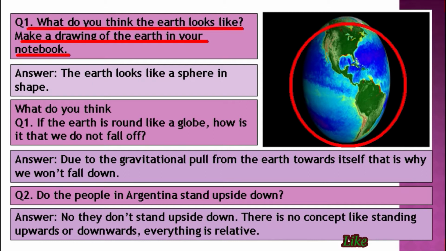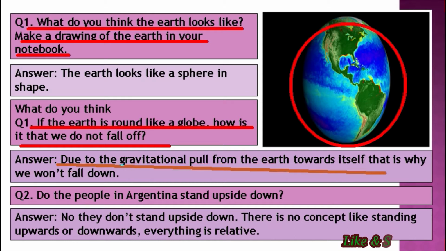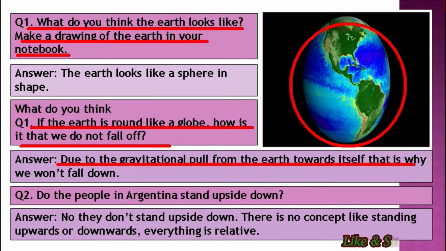Now students, the second question is, if the earth is round like a globe, how is it that we don't fall off? Students, as you all know, the earth is round like a ball or like a globe. Now here is a question: if the earth is round like a globe, then why don't we fall off? Students, we don't fall off because of the gravitational pull from the earth that holds us toward itself, and that is why we don't fall off.